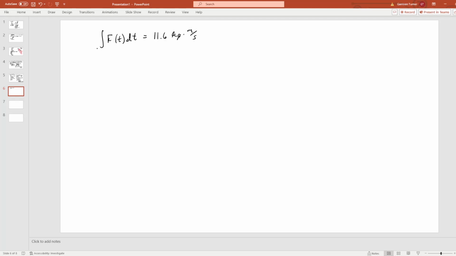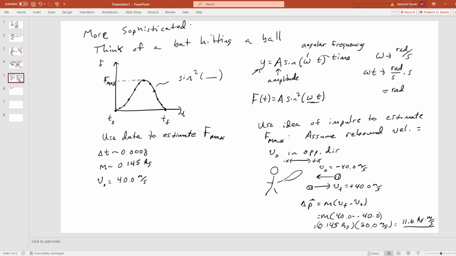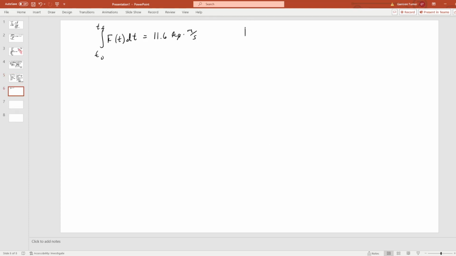is recognize this, okay? And remember, we're looking for the max force. We want to estimate the maximum force, but F max is the amplitude, right? So F of t can be written as F max times sine of omega t.